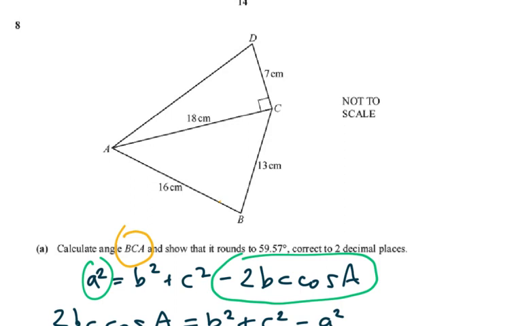Moving on to the next point, this is quite a common question. I've seen this come up quite a lot. Find the shortest distance from A to BC. Let's have a look at what that is. So from A to BC, we'll be going down there.